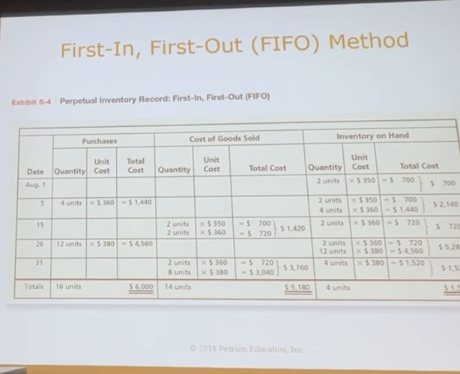And so then if you look at the totals at the bottom, our total purchases for the month are $6,000. Our cost of goods sold for the month is $5,180. And our inventory on hand at the end of the month is $1,520.